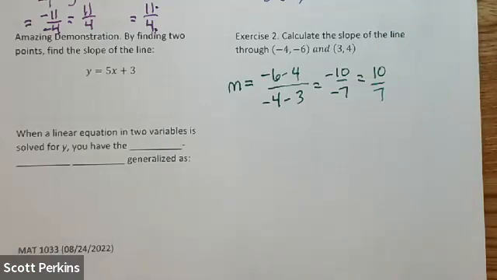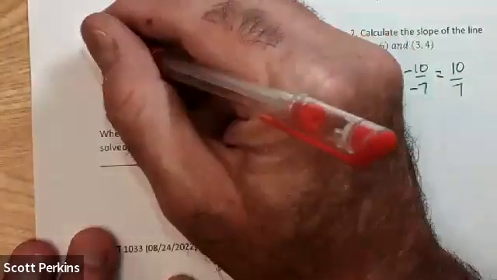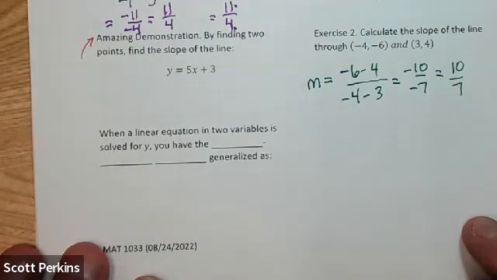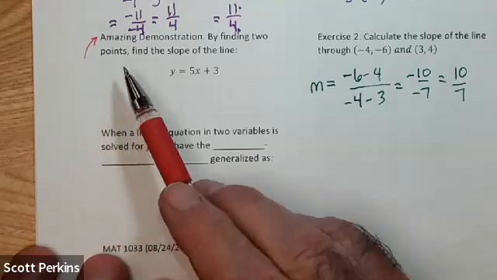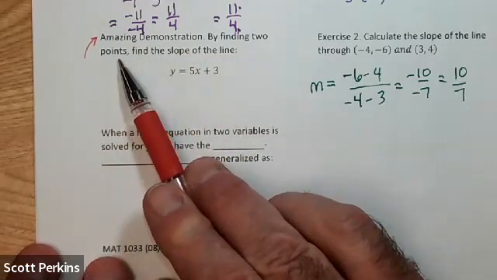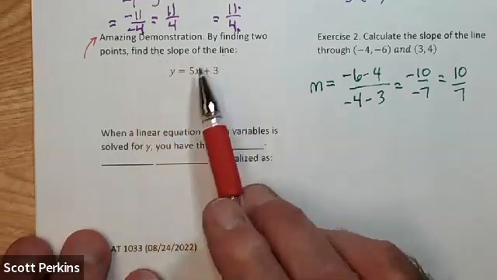All right. Well, then the next thing I'm going to do is absolutely astound you with an amazing demonstration. I want to tie this together with what we were talking about last time, which is linear equations and graphing lines and being able to understand what the picture is communicating to you. This amazing demonstration says by finding 2 points, like we did in class last time, we are going to find the slope of the following line.